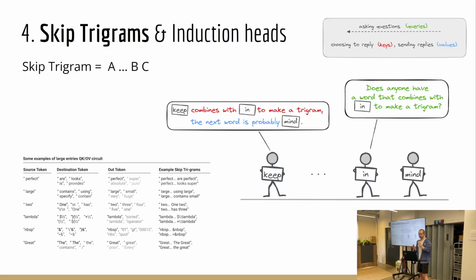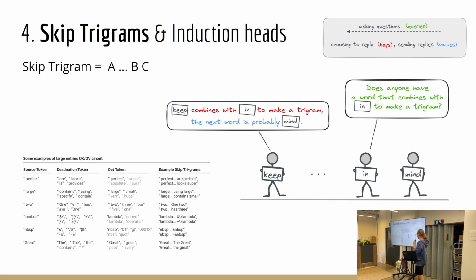One of the simplest examples of circuits that were found is what's called a skip trigram. A skip trigram is a pattern in language of the form A, then some sort of garbage B, and then a C follows afterwards. For example, if you have some text and inside the text somewhere is a mention of something being perfect, and then blah, blah, blah, the word are or the word is or the word looks, it seems like a reasonable guess to say the word perfect again.